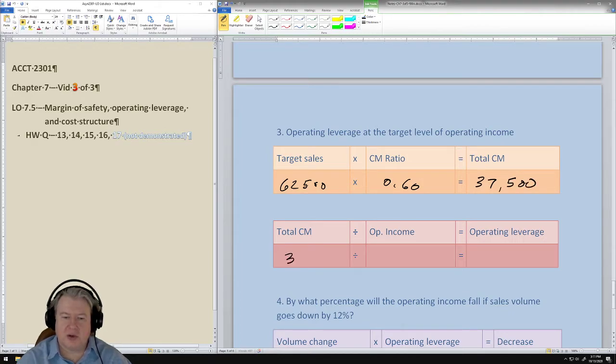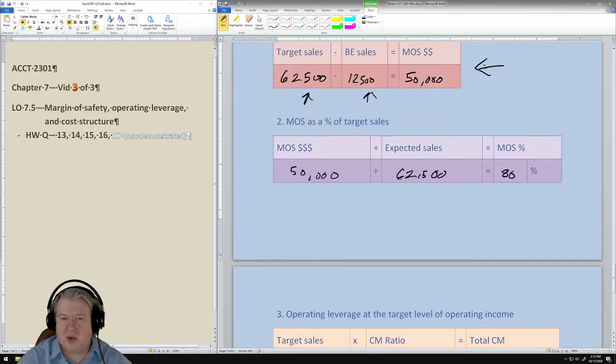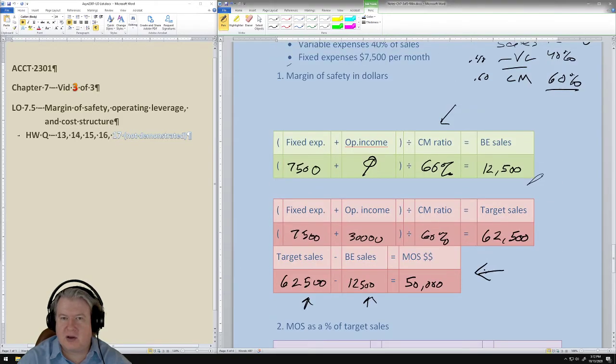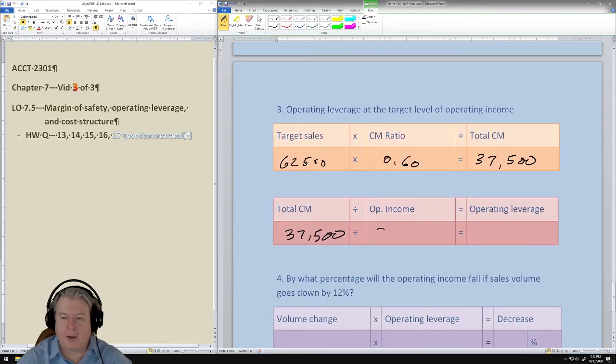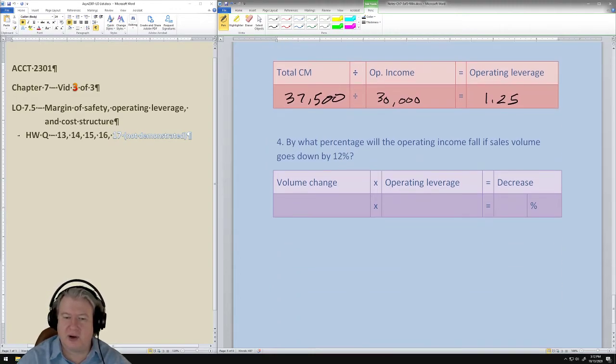So our total contribution margin here is 37,500, and our operating income, I think, was 30,000. Yep. Our target operating income was 30,000. And that comes to 1.25. So you notice here in the previous one, we had an operating leverage of 8, where our contribution margin was barely covering our fixed costs, and we had a low operating income. Here, our contribution margin is completely covering our fixed costs and making it very easy for us to earn a profit. So our operating leverage is a lot lower here.